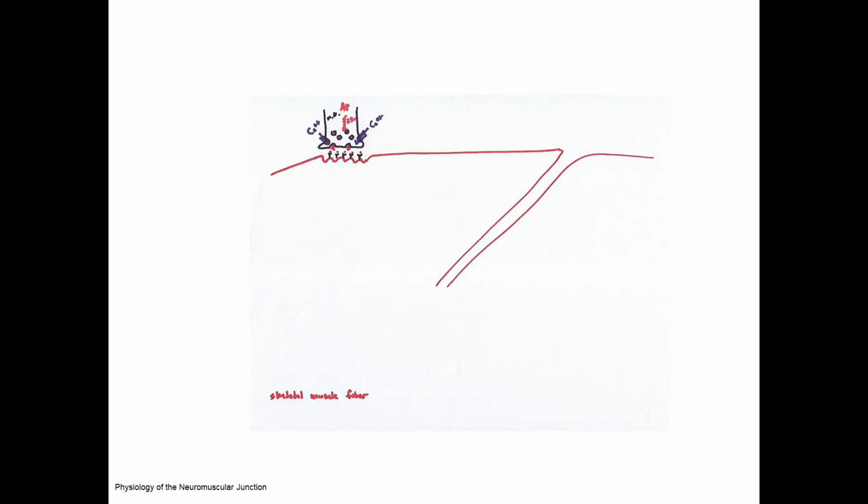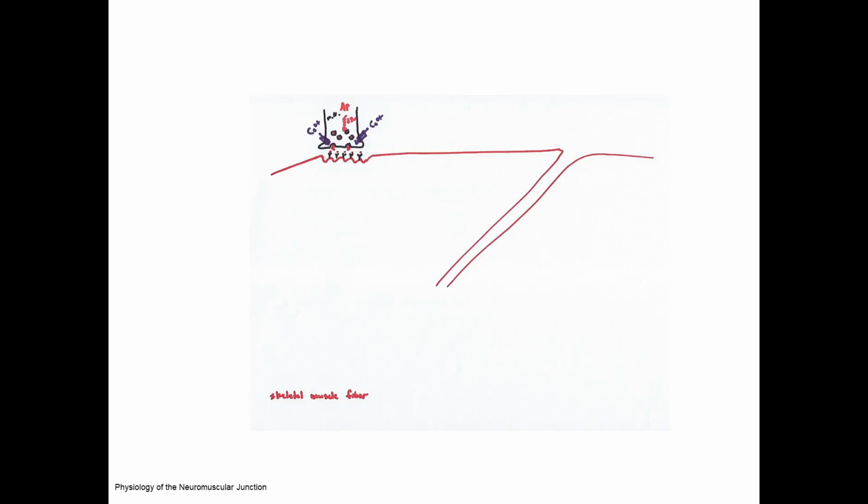Voltage-gated sodium channels open, sodium having a high concentration outside, low concentration inside. We get this huge influx of sodium carrying positive charge with it. Because we're flooding the cell with positive charge, the membrane potential skyrockets to a plus 30. We call that a rapid depolarization.